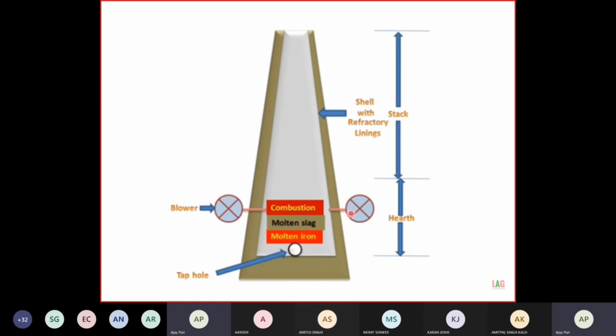This blower will supply the air in the conversion region. This blower will rotate and supply fresh air to the furnace. The iron will be extracted from the hole to the outside. So this is the working of a blast furnace for extracting pig iron from iron ores. Thank you.